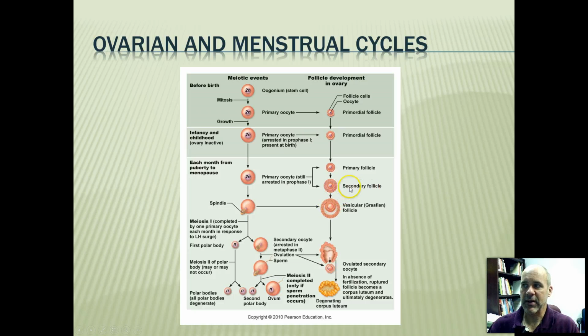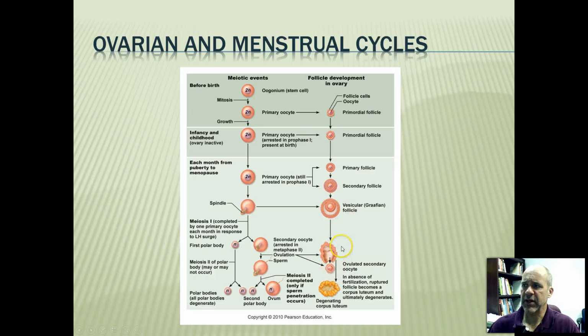So just because you're calling this a secondary follicle, that's still a primary oocyte. Secondary here is referring to how mature the follicle is. So I know that can get kind of confusing. You just have to pay close attention to what's being discussed. And there is a fluid-filled space in there as well called the antrum.